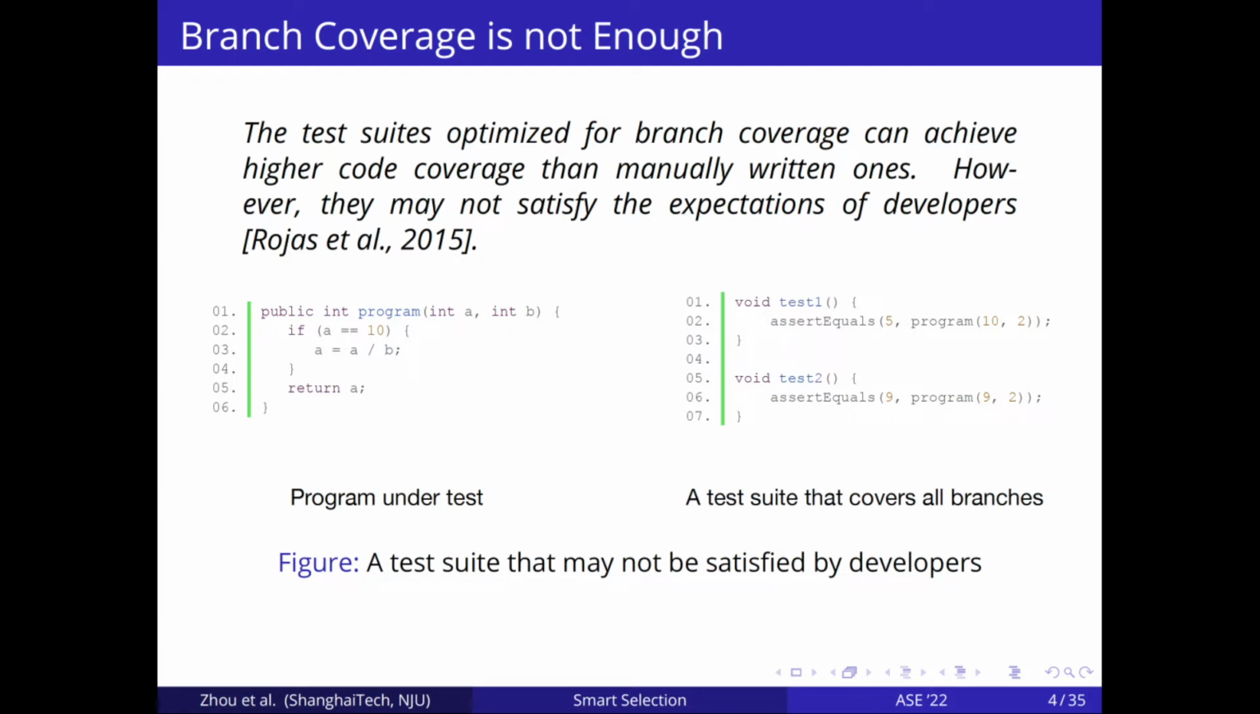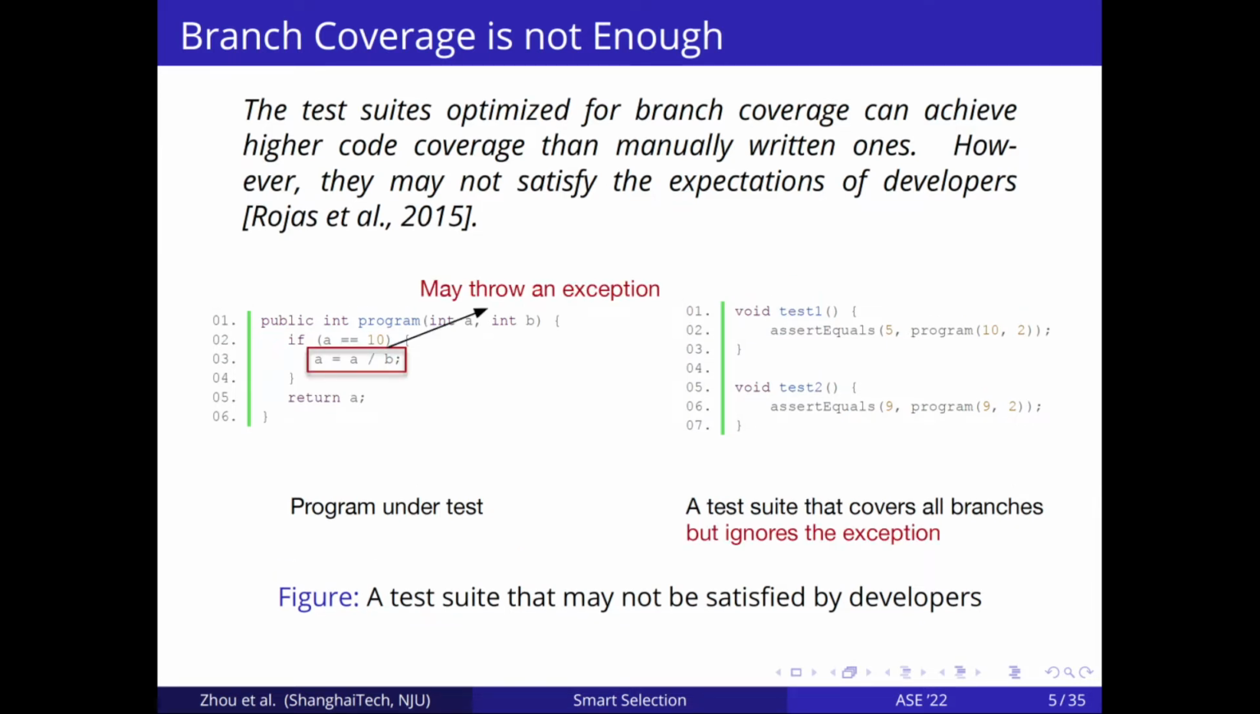We use this program as an example. We have 2 tests. Test 1 covers the true branch and test 2 covers the false branch. Hence, this test suite reaches 100% branch coverage, but developers may still not be satisfied. This is because the last line may throw an exception, since B could be 0, but these 2 tests do not capture this property, so developers do have some requirements going beyond branch coverage.